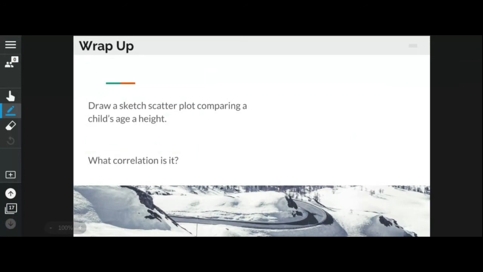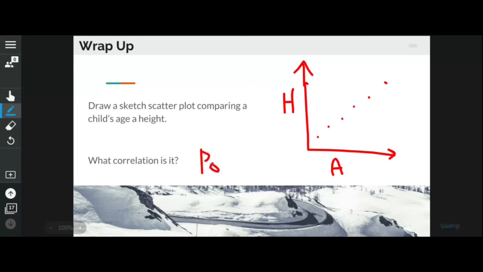Draw a sketch, nice. Scatter plot comparing a child's age and height is what I was supposed to say. All right, so we've got age, height. And as a kid gets older, they're going to get taller. What correlation is it? Positive. This is the worst. All right.